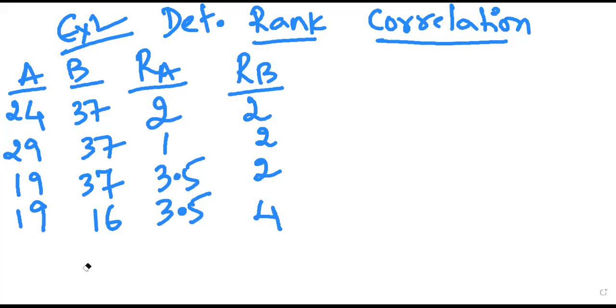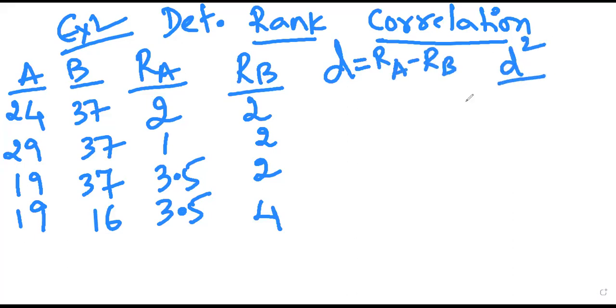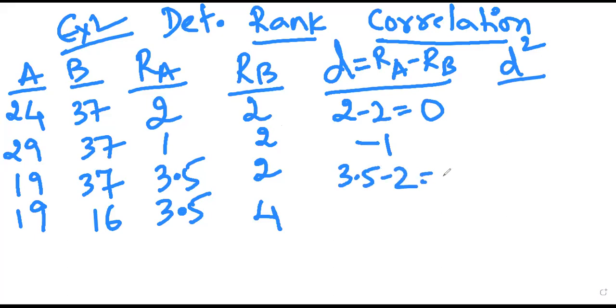If there is any type of doubt, you can comment later. For now, we will do this problem. So determine the difference between the 2 ranks. The difference between the first 2 ranks is 0. Next 2 ranks, 3.5 minus 1, 3.5 minus 2, minus 0. D square is 0.